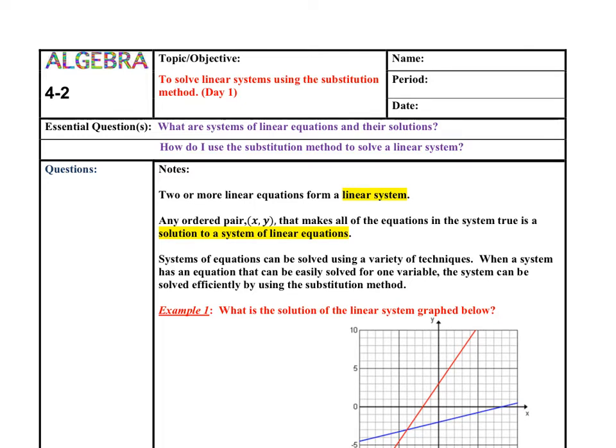When a system has an equation that can easily be solved for one variable, the system can be solved, it says, efficiently by using the substitution method. So if you've got an equation in your system that you could easily rearrange for x or y, then substitution is a really good method to use. That's what that's saying.